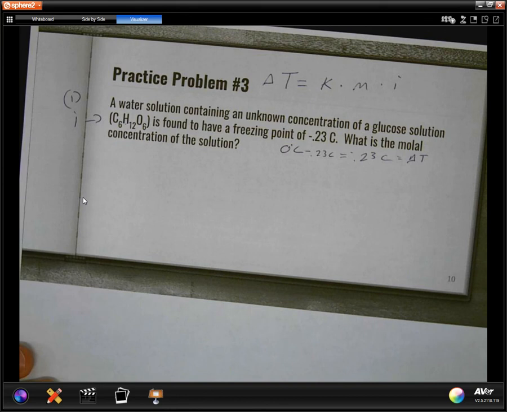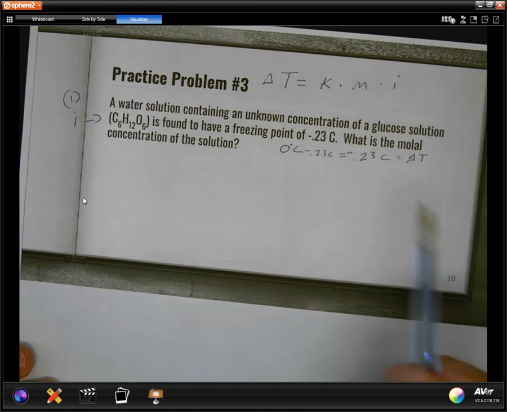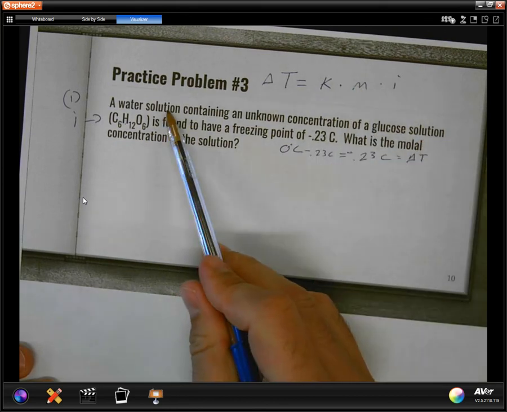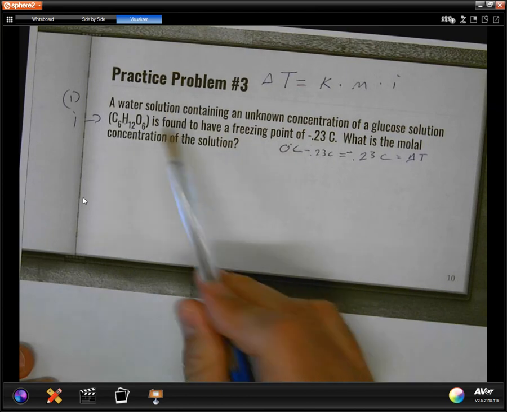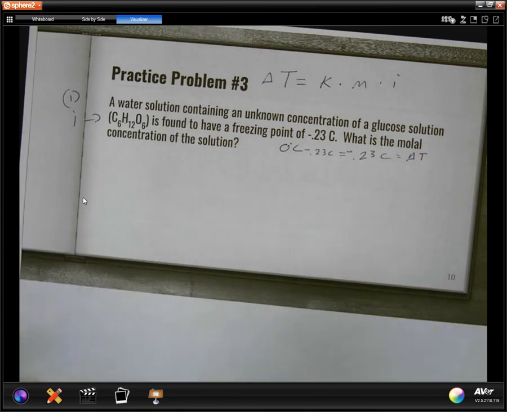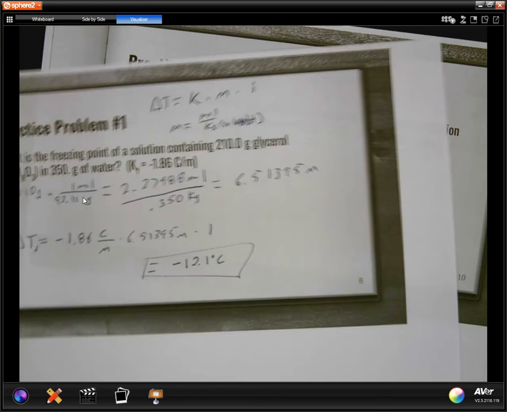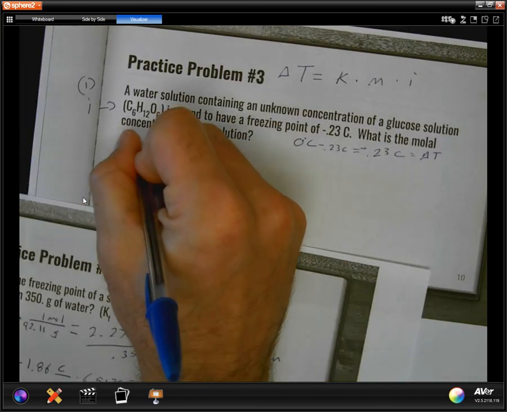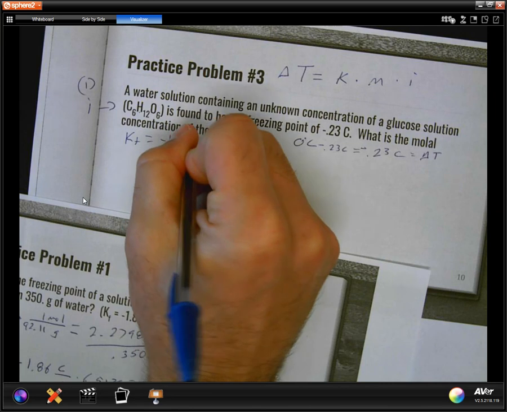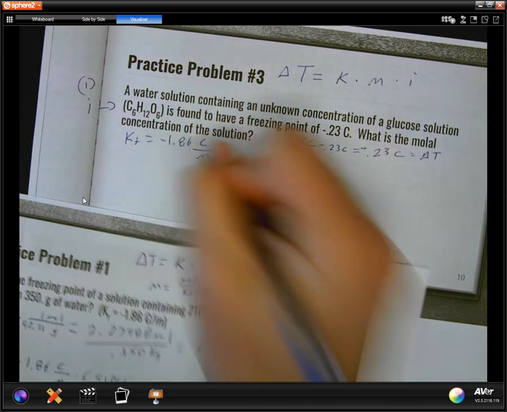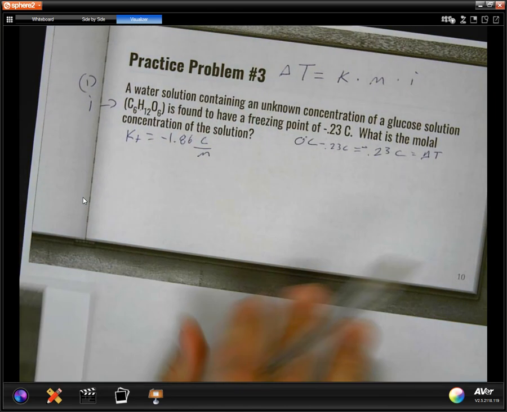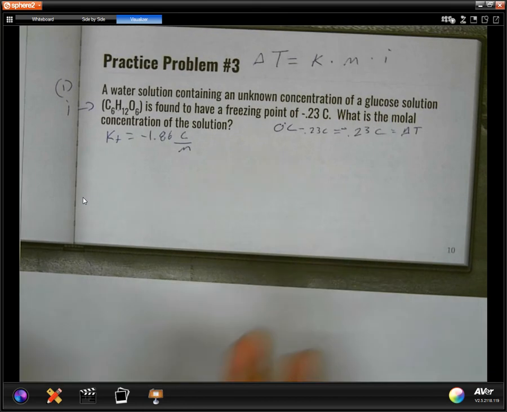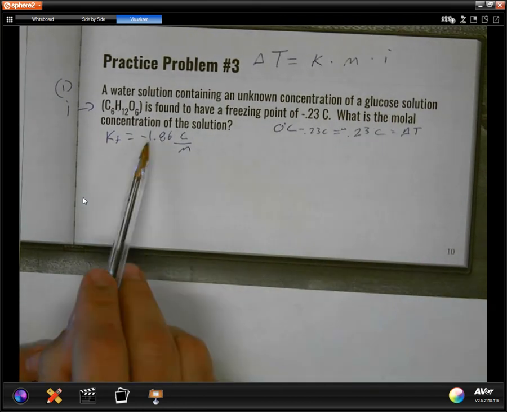right? And then I need to find my concentration, which they want me to ask. And I can find my K from the slide before. If you go back to your first slide, you will see that your Kf is negative 1.86 Celsius per mole. Remember, I'll have to give you that number. That's a constant. I will give you that on all tests and quizzes. A couple of these numbers you might start to memorize a little bit, but again, I'll give you that.